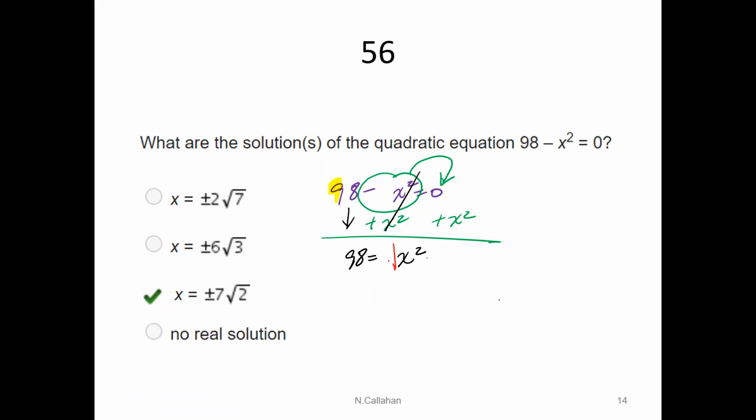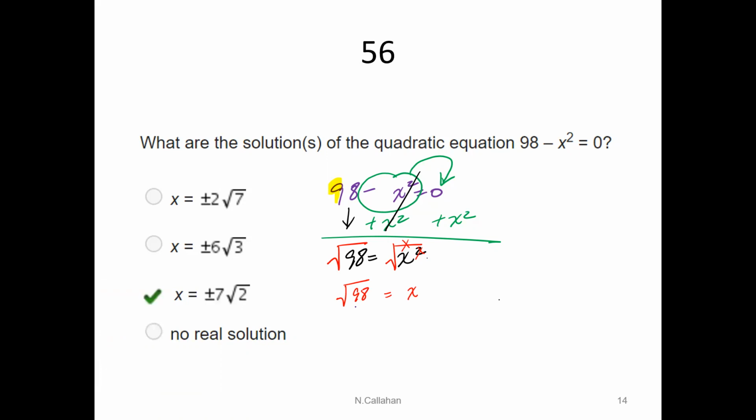You guys kind of know: all right, so let's get rid of the square by square rooting this. But now here's a new skill that you have not been introduced to yet. You have to simplify the numbers inside of the square root. Take a look at your answers over here. Does any answer match the square root of 98? No. So that means you have to simplify this.